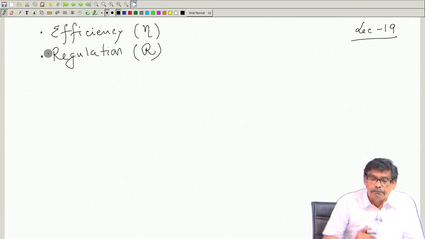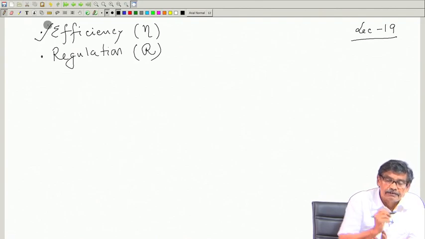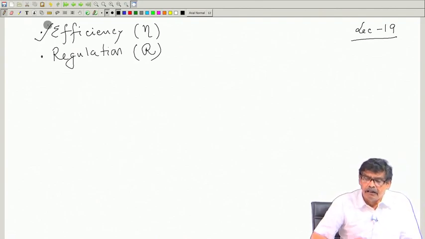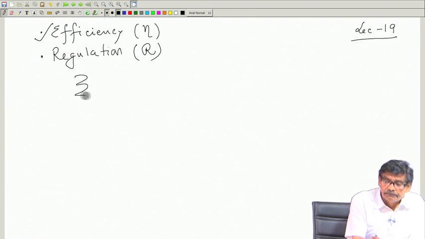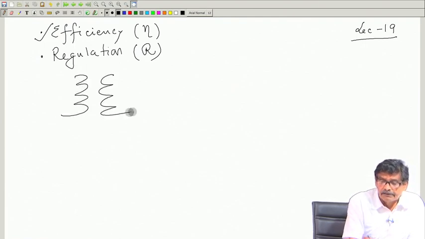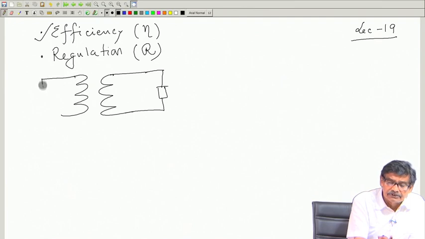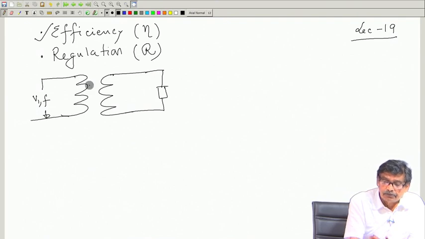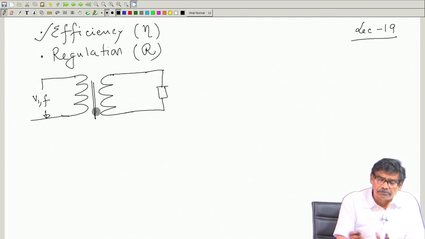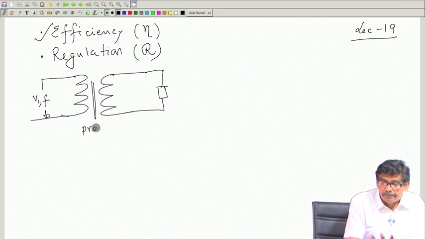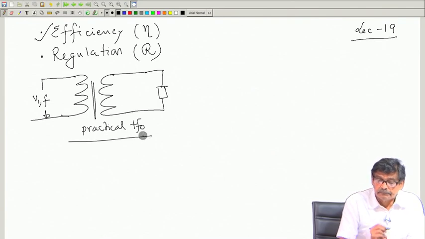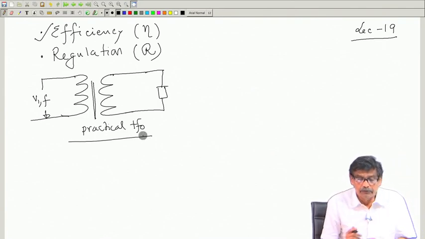But listen to me very carefully. First I will take up efficiency. So, a transformer, as I told you, will be operating with load connected, not under open circuit or short, and here you will apply rated voltage and frequency during its operation. Core is there, core loss, practical transformer. Okay.